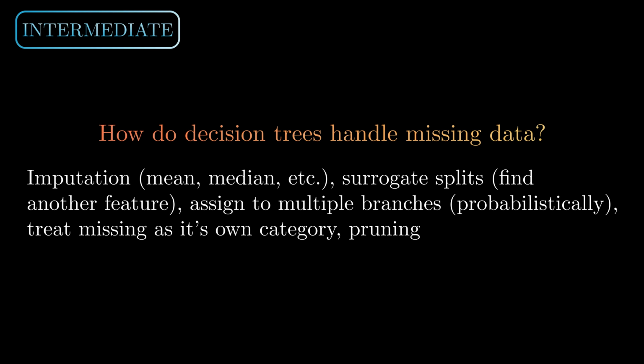Next, assigning to multiple branches. The algorithm may send samples with missing values in a particular feature to both child nodes, based on a probabilistic approach, for example, where the probability of falling into each node is proportional to the impurity or information gain of that node. Treating missing as a category. Missing values can be treated as a separate category for categorical features. And finally, pruning. Pruning helps reduce overfitting and the impact of missing data.